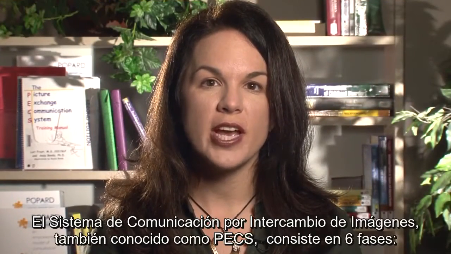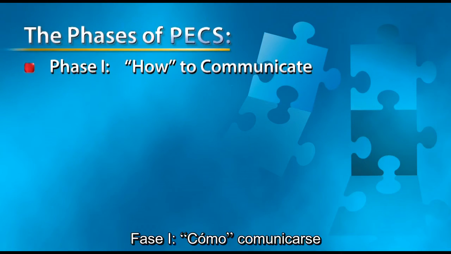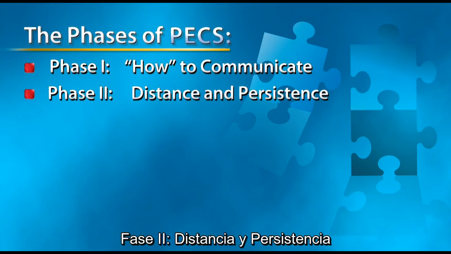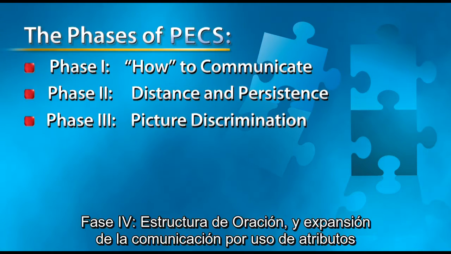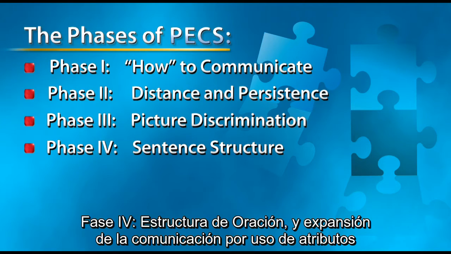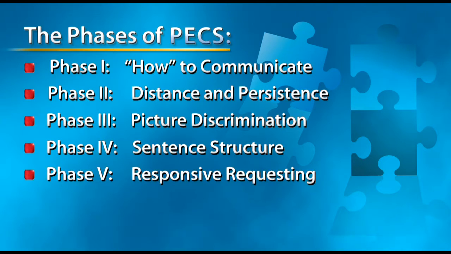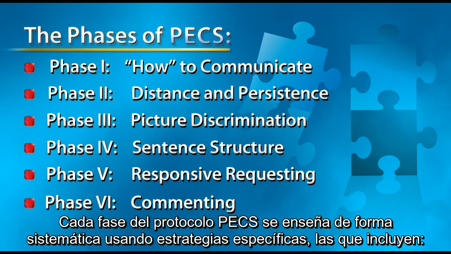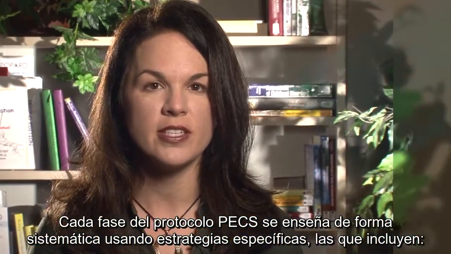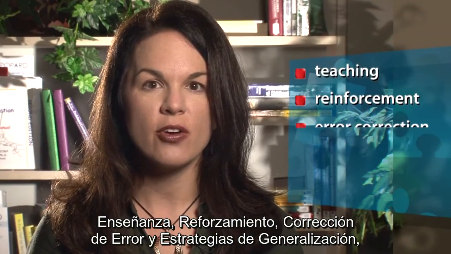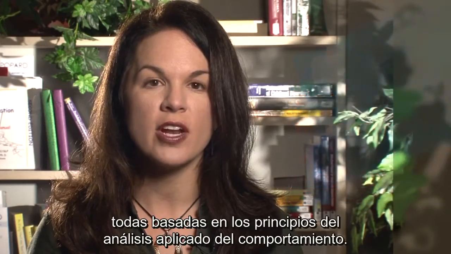The Picture Exchange Communication System, also known as PECS, consists of 6 phases. Phase 1, how to communicate. Phase 2, distance and persistence. Phase 3, picture discrimination. Phase 4, sentence structure and expanding communication by using attributes. Phase 5, responding to questions such as what do you want? And Phase 6, commenting. Each phase in the PECS protocol is systematically taught using specific strategies, including teaching, reinforcement, error correction, and generalization strategies, based on the principles of applied behavior analysis.